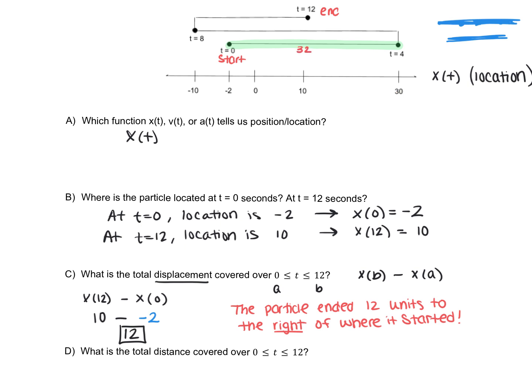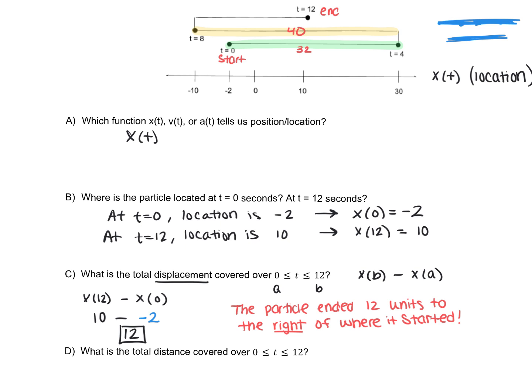So now let's keep going. What if I want to know from time equals 4 to time equals 8? Well, at time equals 4, we are at 30. And then at time equals 8, we're at -10. So from 30 to 0 is 30. Add 10 more, that's 40.